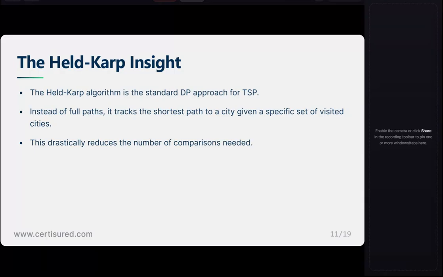The standard dynamic programming approach for TSP is known as the Held-Karp algorithm. Instead of looking at full paths, it tracks the shortest way to reach a specific city, given a certain set of cities you've already visited. By focusing on these states, we drastically reduce the number of comparisons we have to make.